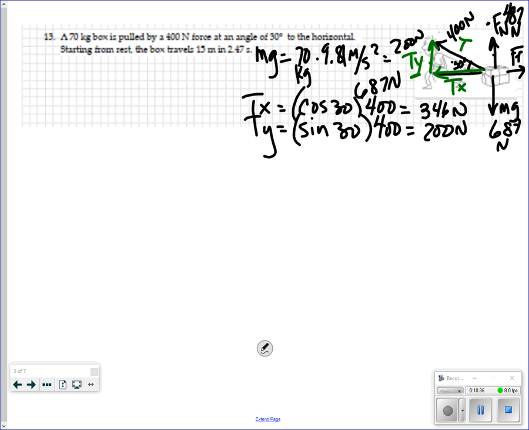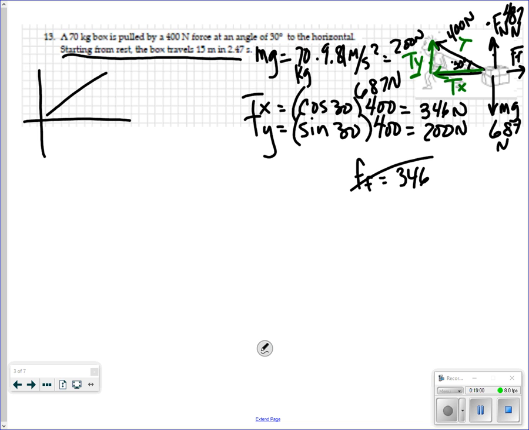The next big thing that everybody wants to do is say that the friction equals 346. But no, it doesn't, because this box starts from rest and travels like that. That's not a box with constant velocity. That's a box that's accelerating. Okay, so a VT graph would be handy here. It's going to look like that again. Okay, VT graph, it travels 15 meters in 2.47 seconds.